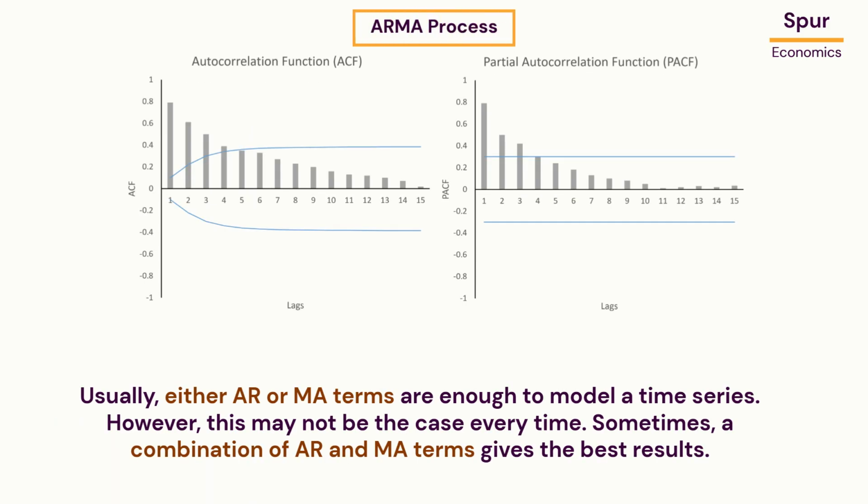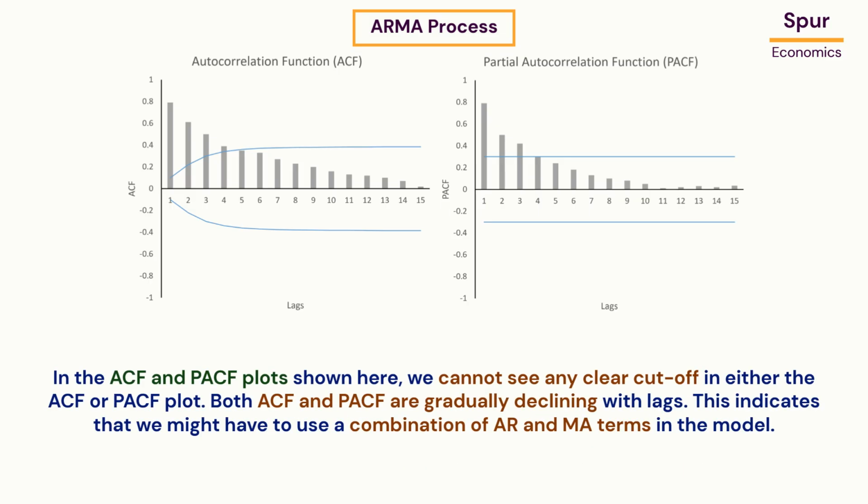Usually either AR or MA terms are enough to model a time series. However, this may not be the case every time. Sometimes, a combination of AR and MA terms gives the best results. In the ACF and PACF plots shown here, we cannot see any clear cutoff in either the ACF or PACF plot. Both ACF and PACF are gradually declining with lags. This indicates that we might have to use a combination of AR and MA terms in the model.